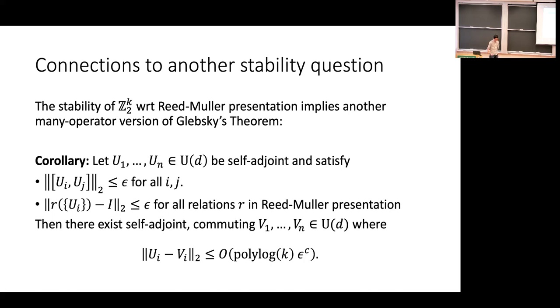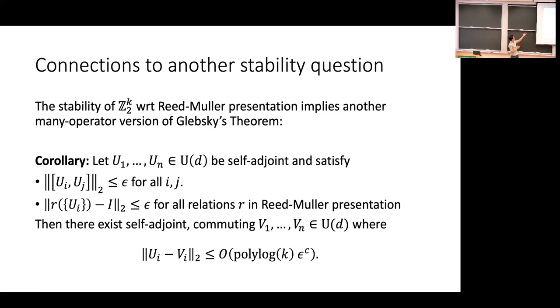So we have this stability result for Z2 to the K, but with this fancier presentation coming from this error correcting code, does that imply some version of Glebsky's theorem? And I think it does. It's a little weird, but I think it's somewhat interesting.